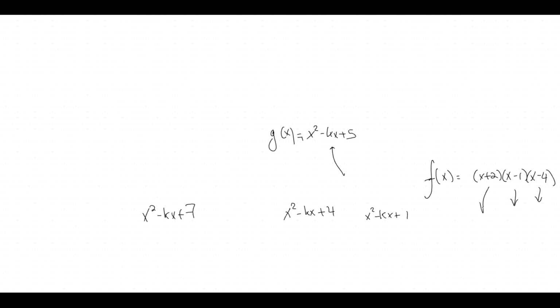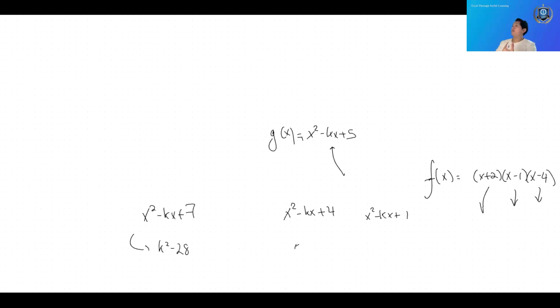Now let's take a look at where the discriminants are at for all of these. What we want is a value for k for which all the discriminants are bigger than 0, so a discriminant which covers all of them. The first one is k squared minus 28, the second is k squared minus 16, and the last is k squared minus 1.